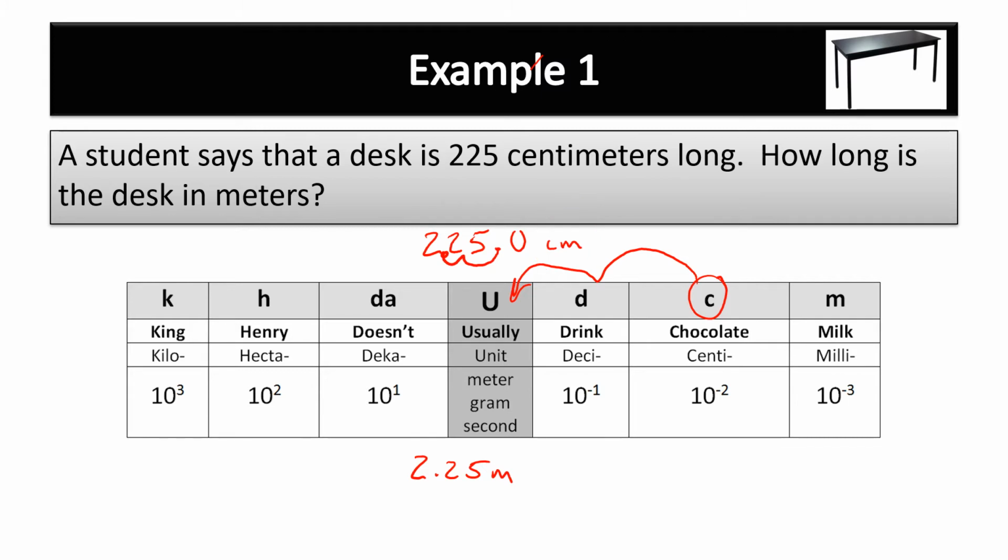However, there is a way to do what we have been doing. And even though this is an easy example, I recommend getting used to the table and knowing how to do this conversion factor thing. So let's take a look at the table and see if we can get to the same answer, 2.25 meters.